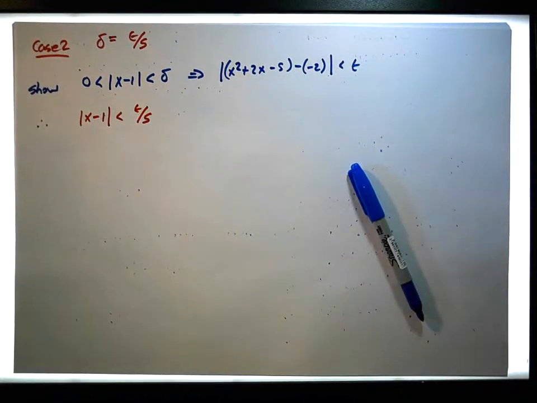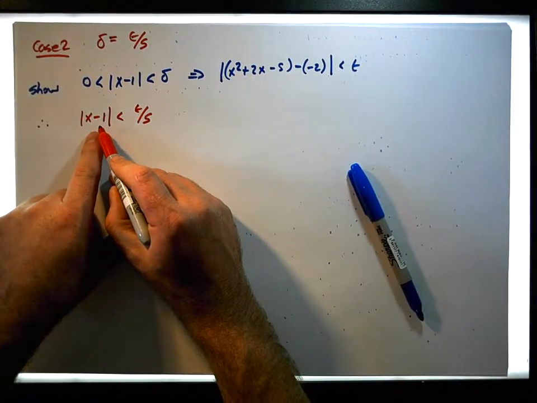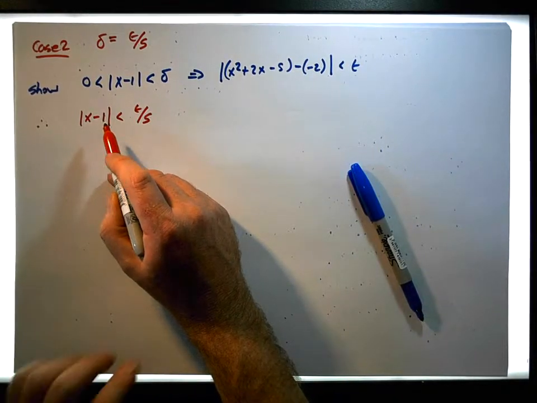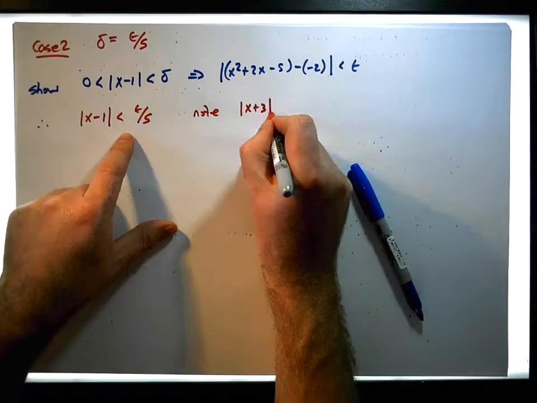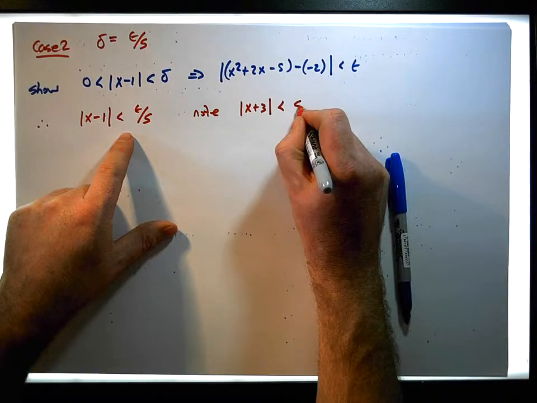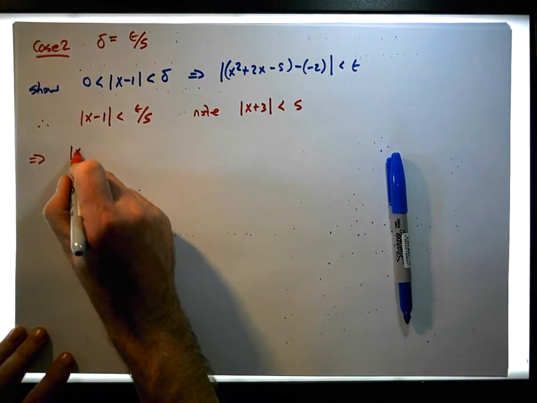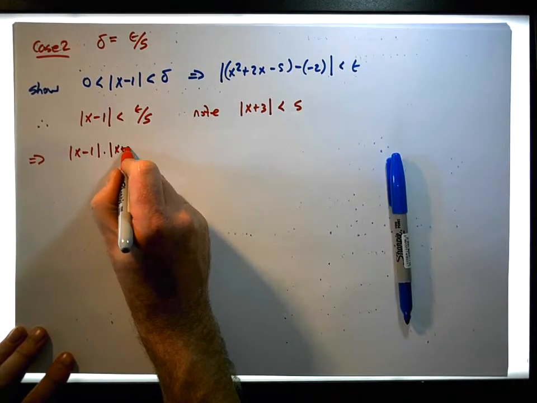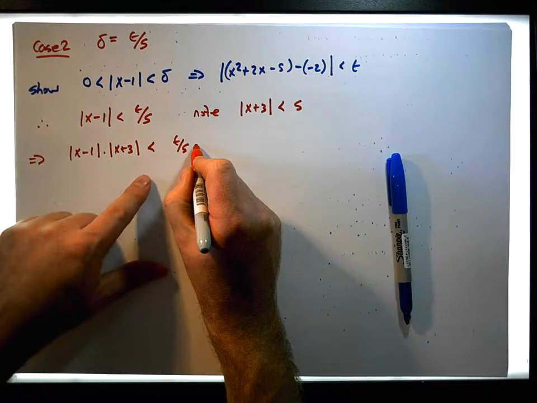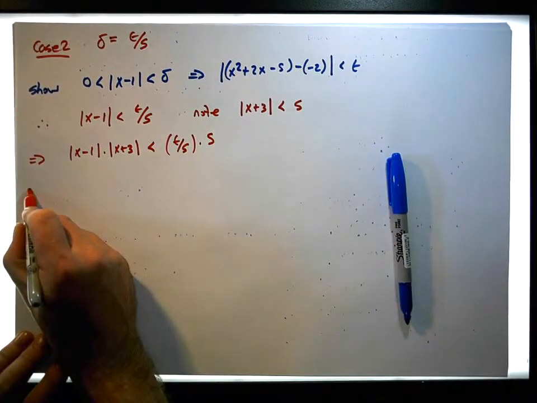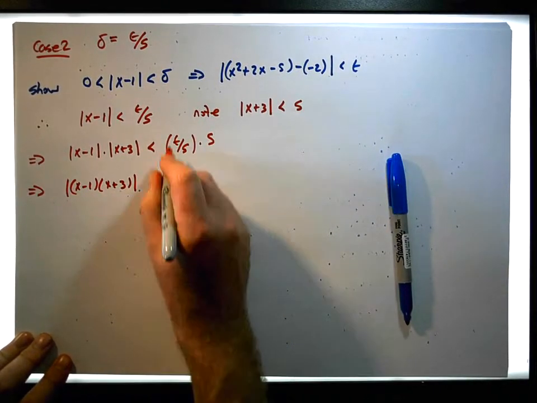Now, don't forget, we really need to get this into this particular form here. So we really need to introduce back in the quadratic. But don't forget what we had earlier on. Note that x plus 3 is less than 5. Okay, x plus 3 reaches its maximum around 5. So therefore, this implies that x minus 1 times x plus 3 must be less than epsilon over 5 times 5. Okay, well, what's this imply? This implies that x minus 1 times x plus 3 must be less than epsilon.